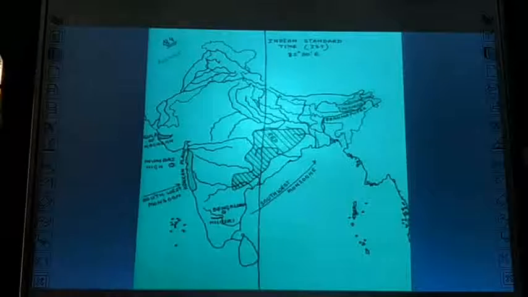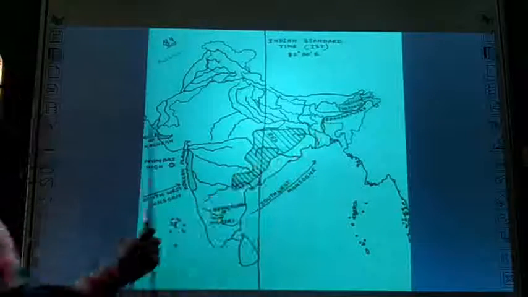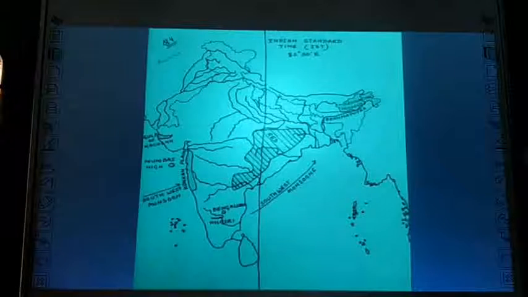Next, mark and name the Brahmaputra river. Okay, Brahmaputra river is the 9th largest and 15th longest river in the world, and it is a trans-boundary river in Assam. This is the Brahmaputra river. It is a trans-boundary river which flows through Tibet, India and Bangladesh.